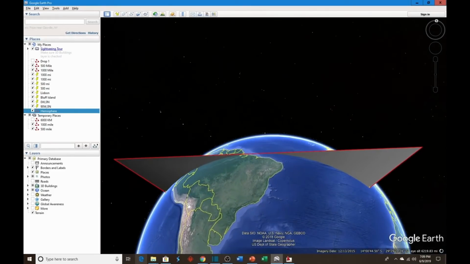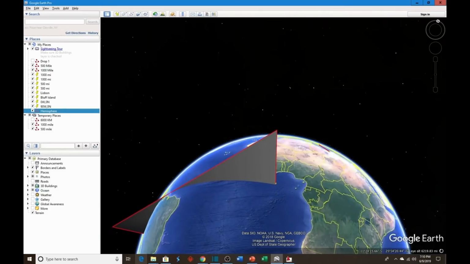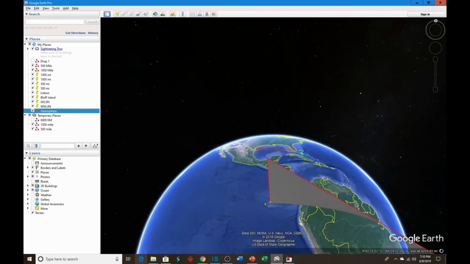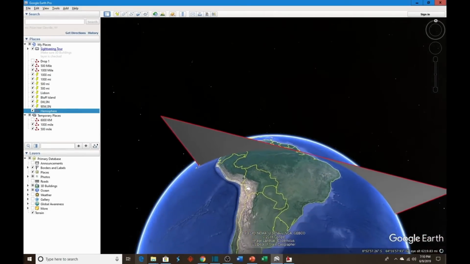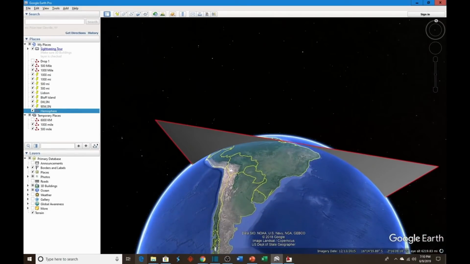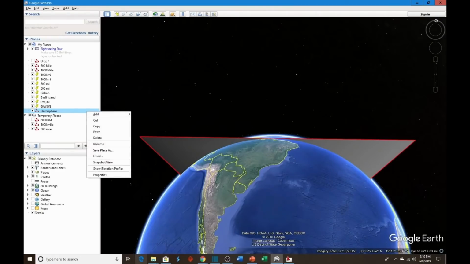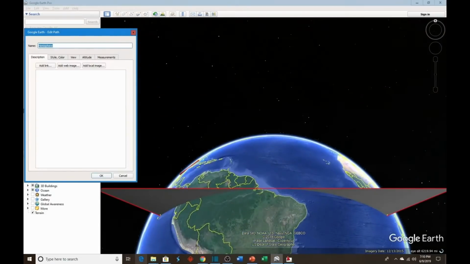What I've done, and that's sitting right on the equator, I've gone from the prime meridian over here, around to 90 degrees west over here. Okay, that is the same thing, and right now that has an altitude, let me see, of 2,641,900 meters.